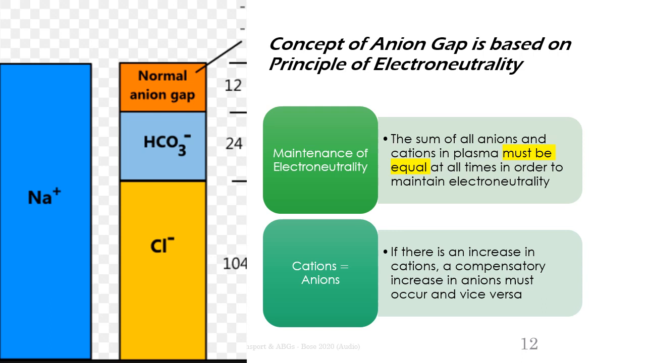However, there is actually a very small amount of anions, which are generally proteins, that cannot be directly measured in the ABG report or any other lab value. Hence, they are reported as the gap, the so-called anion gap. Thus, we can define anion gap as the concentration of unmeasured anions in the extracellular fluid. The normal reference range of anion gap is 8 to 16 millimoles per liter.